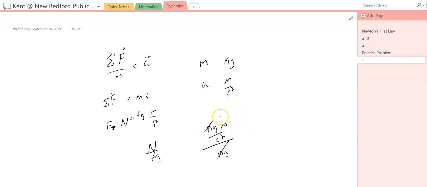Now, newton is a lot more convenient to write than kilogram meters per second squared because it comes up a lot in physics, so they came up with a unit for it called newton. What you need to know is that newton is not the fundamental unit. The fundamental units are kilogram, meter, second. These are things that cannot be reduced further. Mass, length, and time are fundamental measurements.